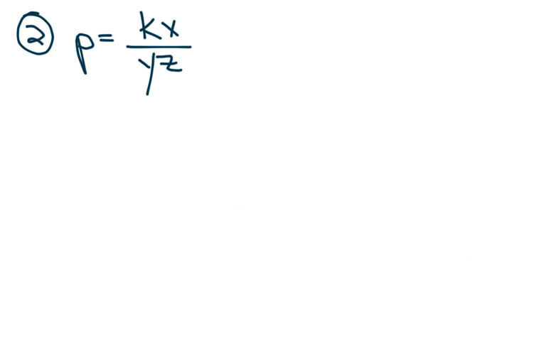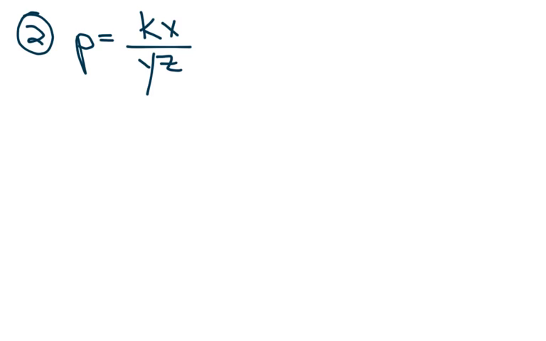In problem 2, we want to describe how the variables in the given equation are related, assuming k is the constant of variation. In other words, are each of the variables, and the variables are x, y, and z, directly or inversely related to k? And that depends on where they are in the fraction.